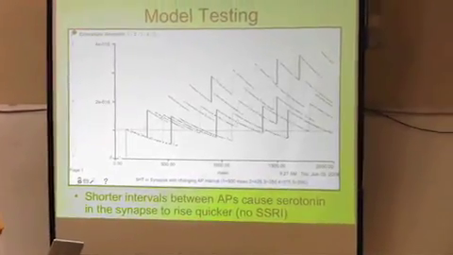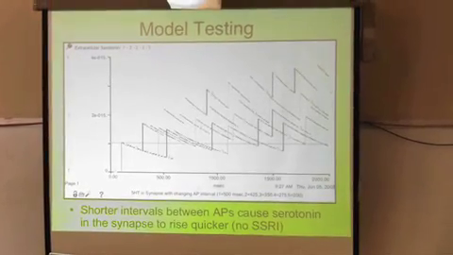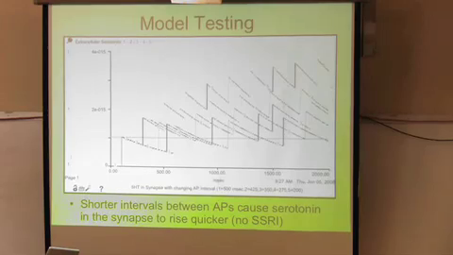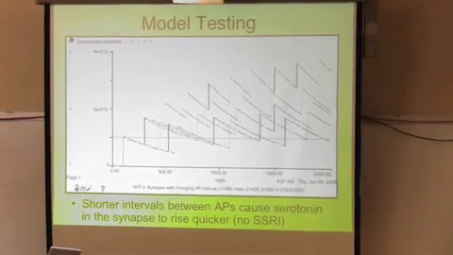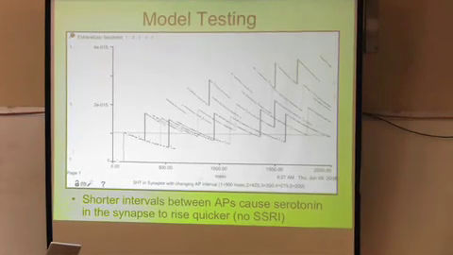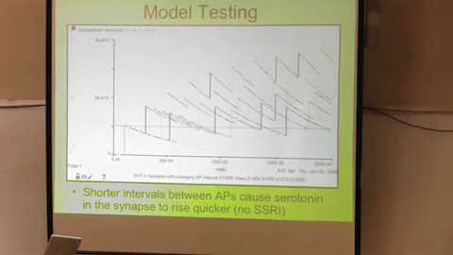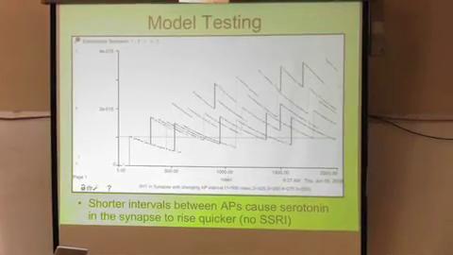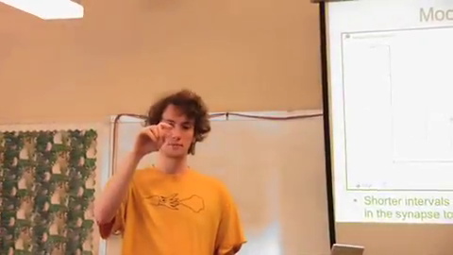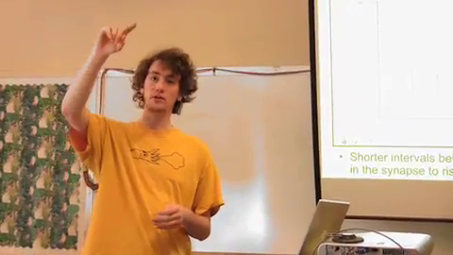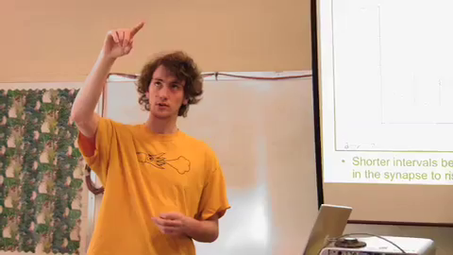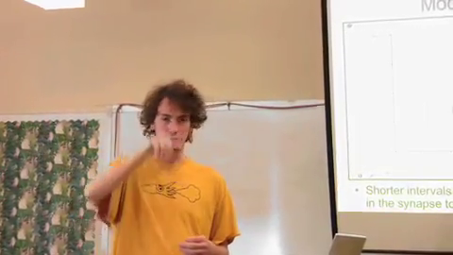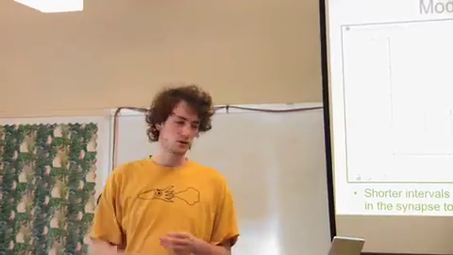This graph shows what happens when you have multiple action potentials and you adjust the interval between the action potentials. And what it shows is that the smaller the interval is between action potentials, the greater the serotonin level becomes in the synapse. Because what happens is you get serotonin released into the synapse, and then it starts undergoing reuptake. Then you have another action potential, and more serotonin is released, and it starts going down again, and it eventually will reach an equilibrium and just create a flat sawtooth pattern.